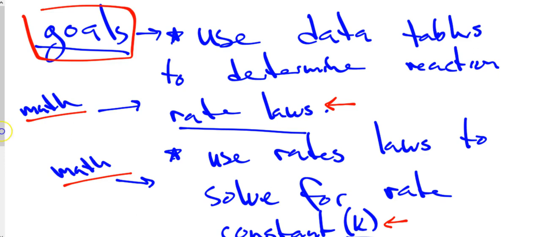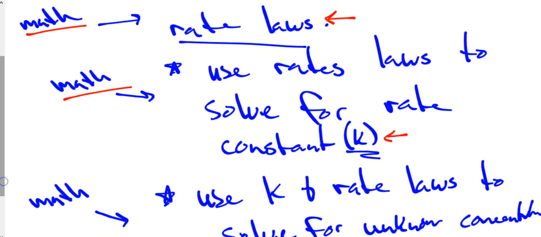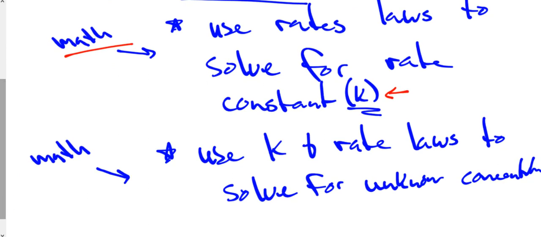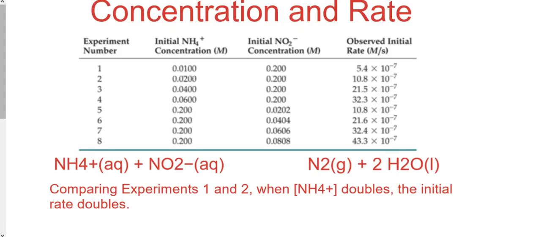All right, then we're going to use rate laws to solve for the constant, or k, and then we use k and rate laws to solve for unknown concentrations at different times. Those are our goals today. They're actually not hard. If you're above average intelligence, which most of you should be, this won't be that bad. So here we go.